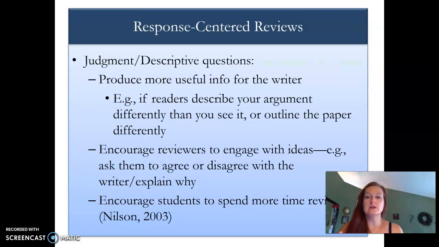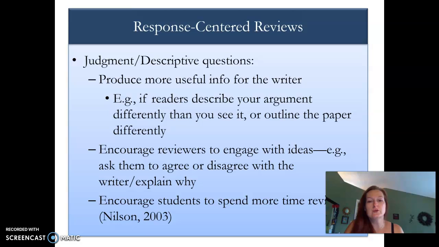So the judgment and descriptive questions produce more useful information for the writer. Like if readers describe your argument and their description is completely different than what you thought you were arguing, then that's going to tell you, all right, I'm not communicating what I meant to communicate here. Or if they make an outline of the paper and it's totally different than what you thought your thought trajectory was, then that's going to be very telling.